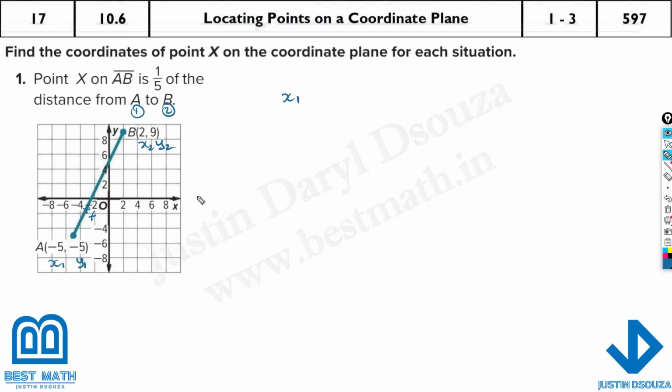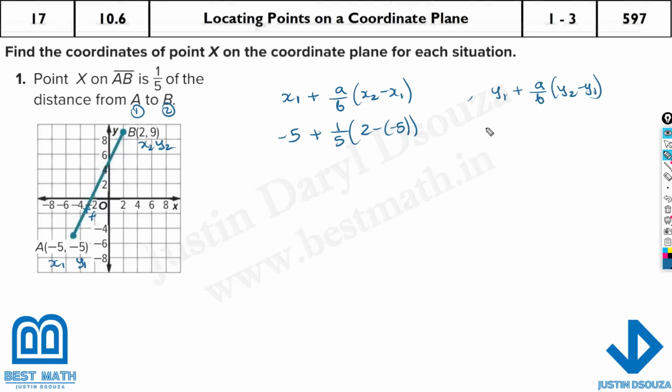The first point, what is that? x1 plus the ratio, we can write it as a by b, times second point minus the first point. That is for the x-axis, and for the y-coordinate, the same thing, you just have to write it as y. y1 plus a by b times y2 minus y1, here we go. Now do the substitutions. Here we have minus 5 plus a by b is given as over here 1/5. The ratio 1/5 of x2 is here 2 minus of minus 5. y1 is minus 5 plus 1/5, and we have 9 minus of minus 5.